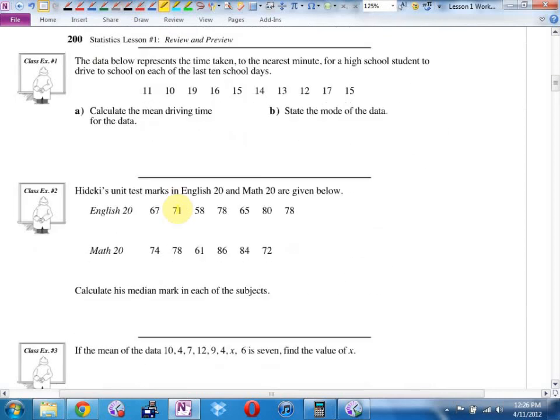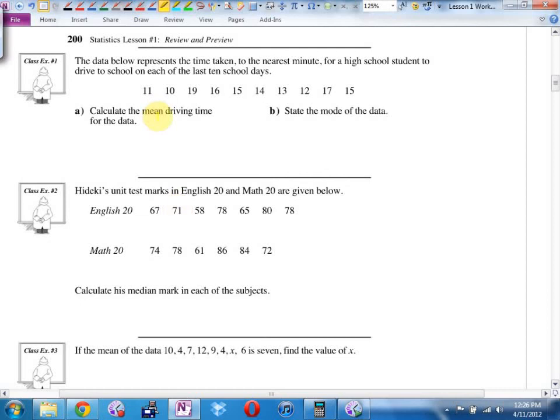So, example 1. The data below represents the time taken to the nearest minute for a high school student to drive to school, page 200, on each of the last 10 school days. We'll do this one by hand.